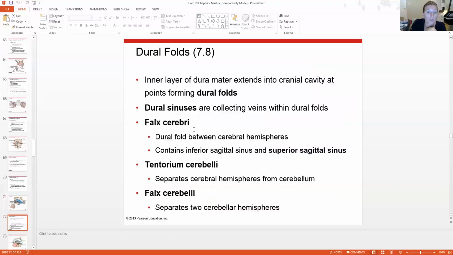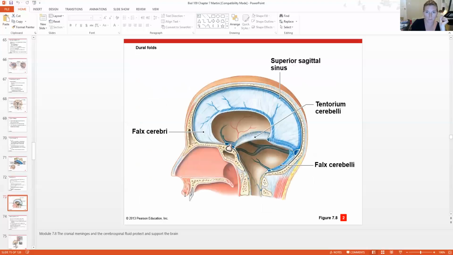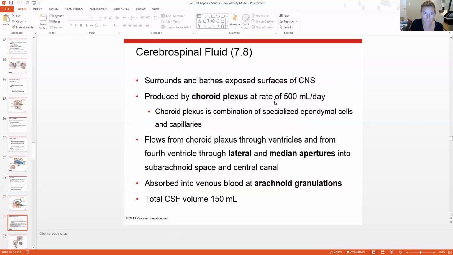The falx cerebri is the dural fold between the cerebral hemispheres. There's also the tentorium cerebelli. That's between those cerebral hemispheres and the cerebellum. And then the falx cerebelli is between the cerebellar hemispheres, because the cerebellum itself, yes, it's a walnut, but it has two hemispheres to it as well. Here you can see these dural folds kind of coming in. They're just the connective tissue that's covering all of the compartments of our brain.